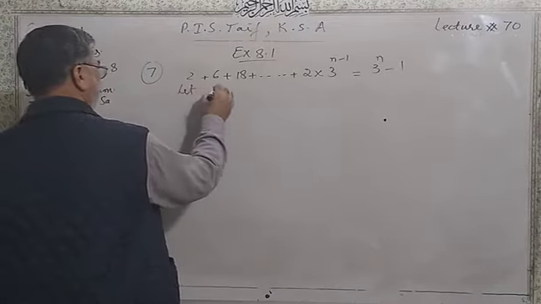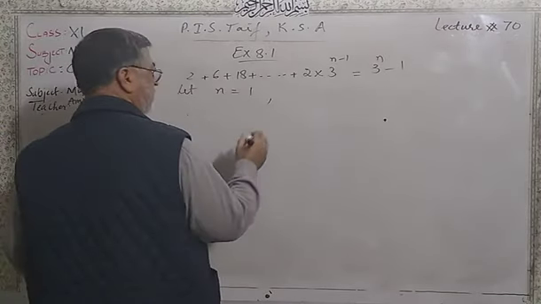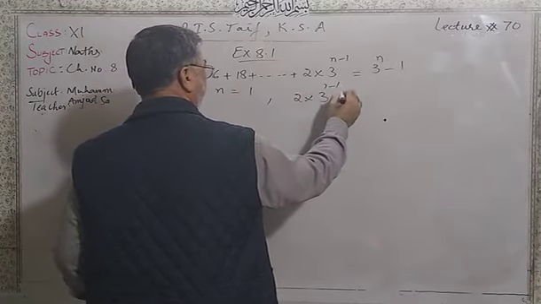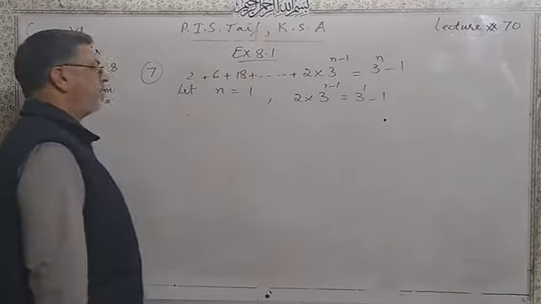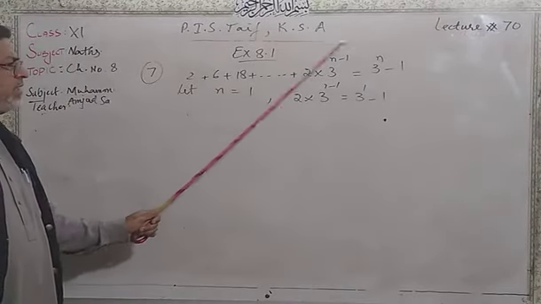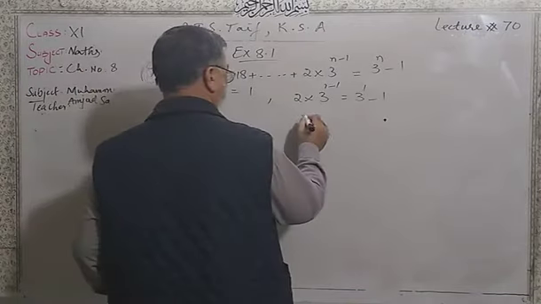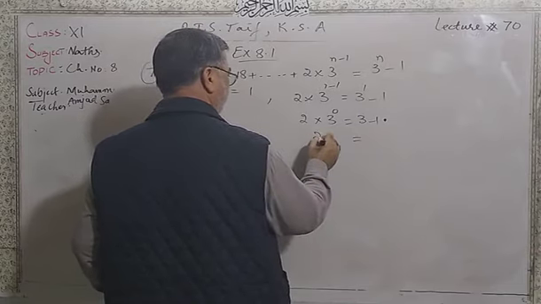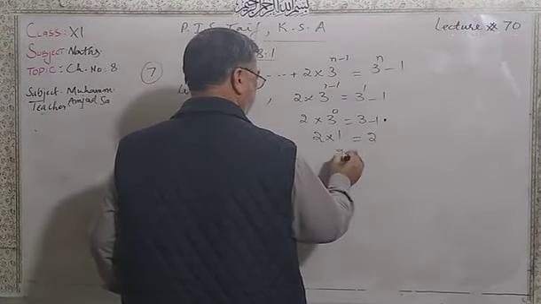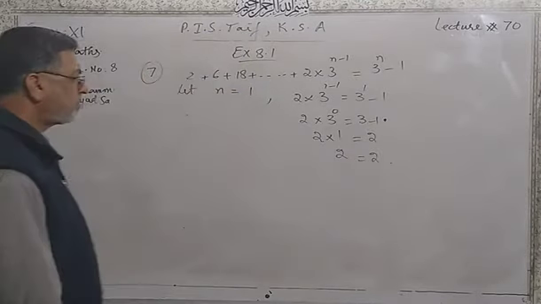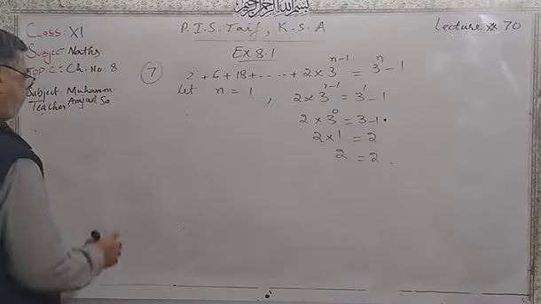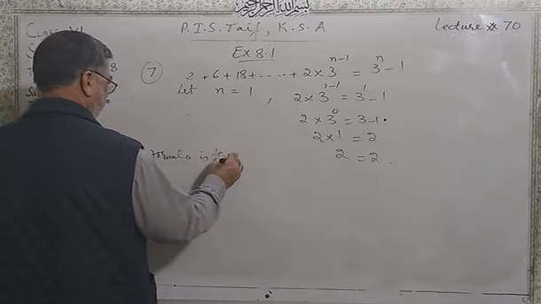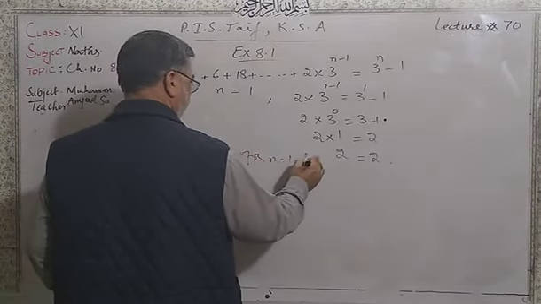Let n is equal to 1. 2 into 3 power 1 minus 1. In place of n, we will put 1 here on both sides. 2 into 3 power 0 is equal to 3 power 1 minus 1. Something power 0 is 1, so 2 is equal to 2. So the formula is true for n is equal to 1.